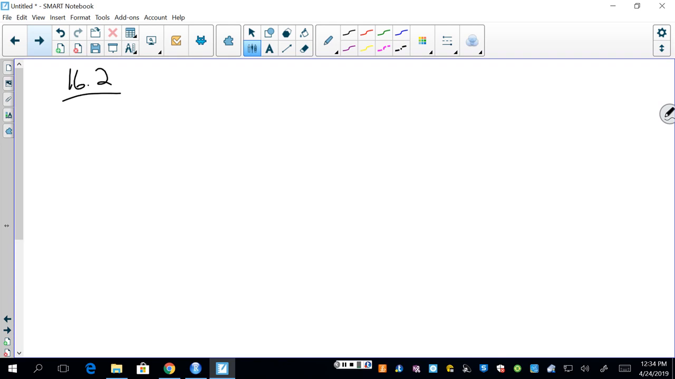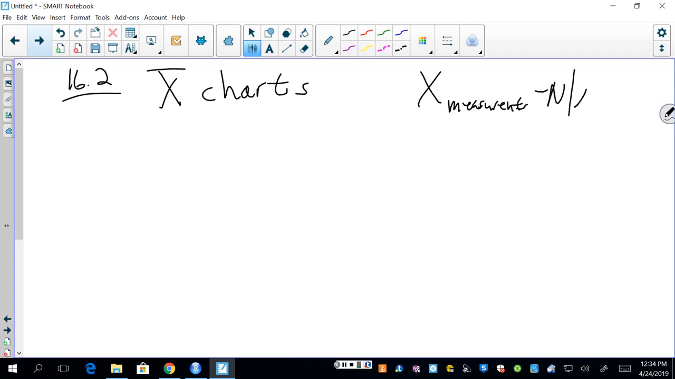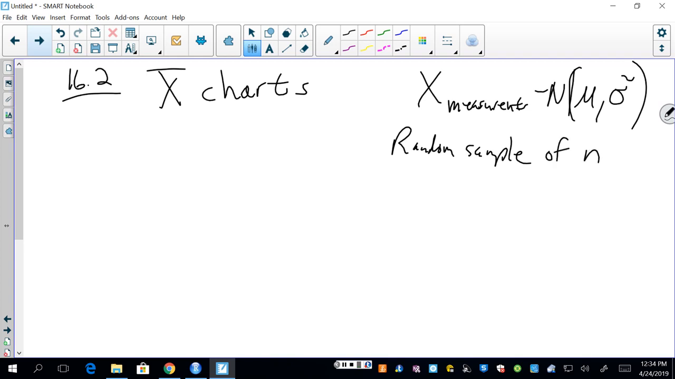Now, 16.2, X bar charts. If we have a bunch of measurements X coming from our process that are normally distributed with some mean and some variance, we're going to take a random sample of measurements of size n at each time point.